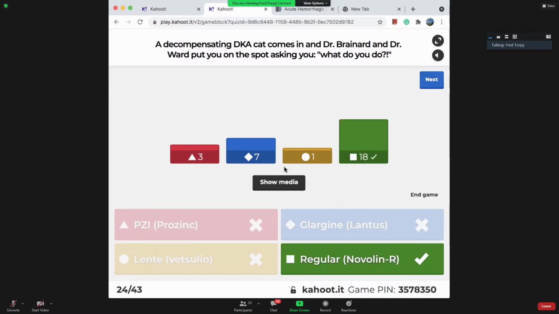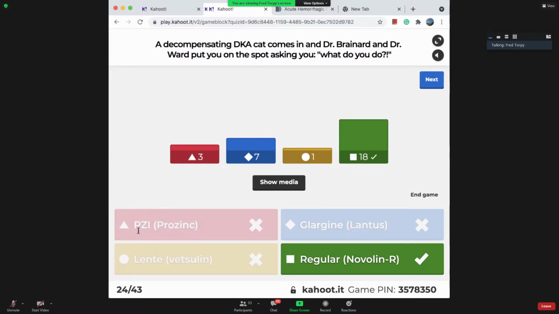So Glargine, Prozinc, and Vetsulin, those are going to be more intermediate acting, more feasible options for keeping an animal on long term. Did anybody take Latin? Does anybody remember what lente means in Latin? Oh, in Spanish, lento is slow. Yeah, so lente means slow in Latin. So it's slow acting, slow releasing, slow onset. So it's not going to be one that you reach for right away.